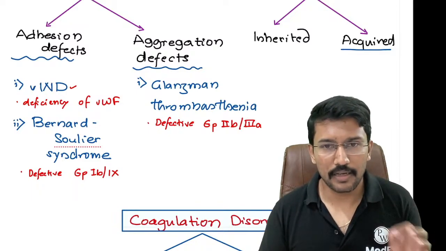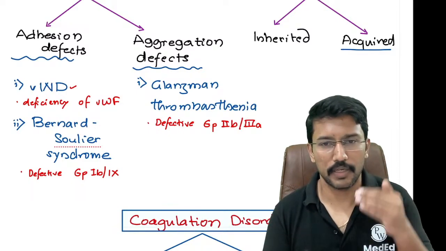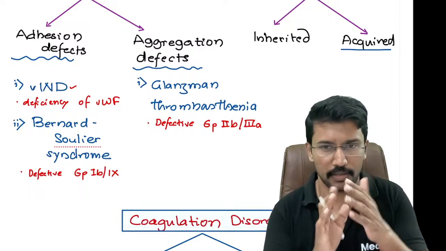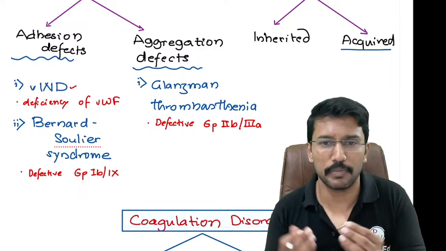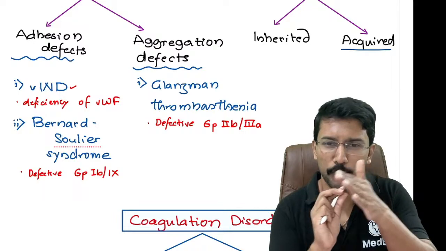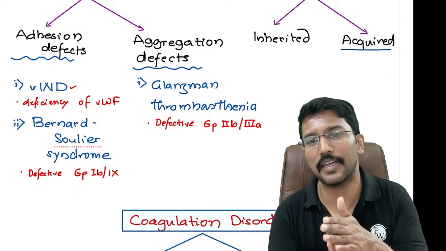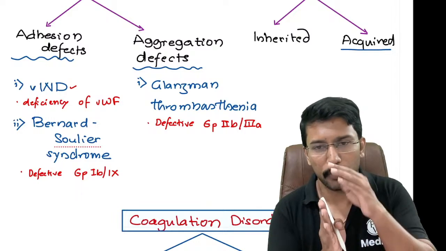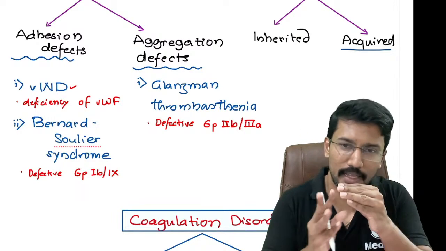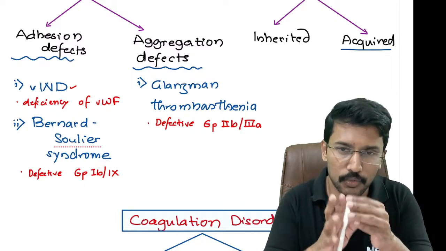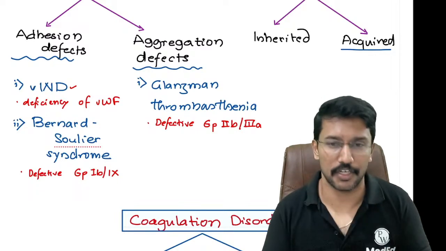Sutapa Samantha, aggregation defect means, as we learned, when we have to stop bleeding from a blood vessel, we are creating a platelet plug. The platelet plug formation itself involves multiple steps. The first step is that a few platelets will go and attach to the site of injury through von Willebrand factor. That is the adhesion step, right? But once they attach, more platelets should come and attach to those existing platelets. This more platelets coming and attaching to the existing platelets is what we call aggregation.